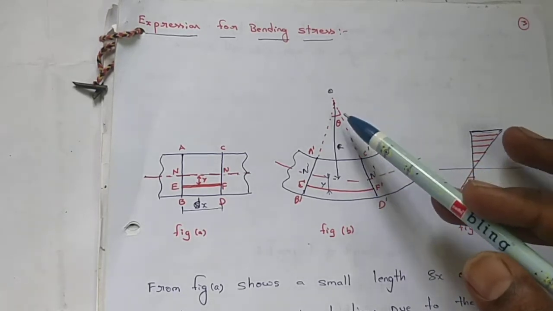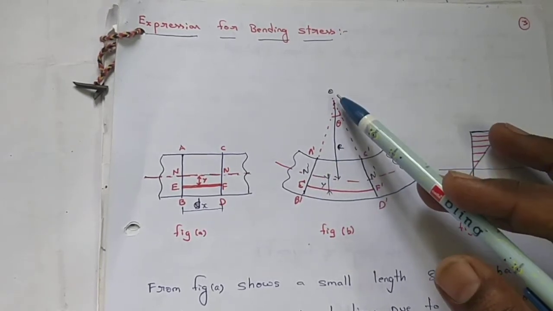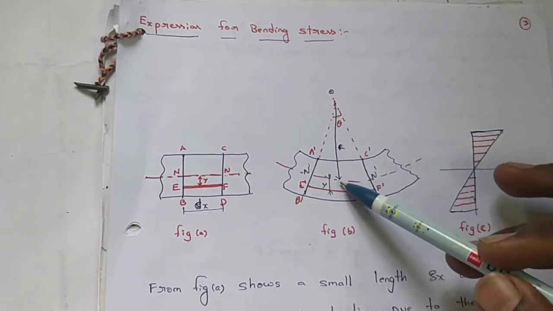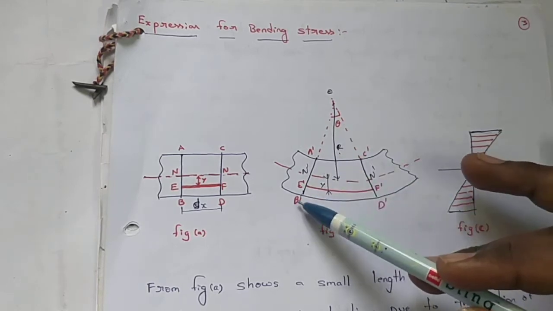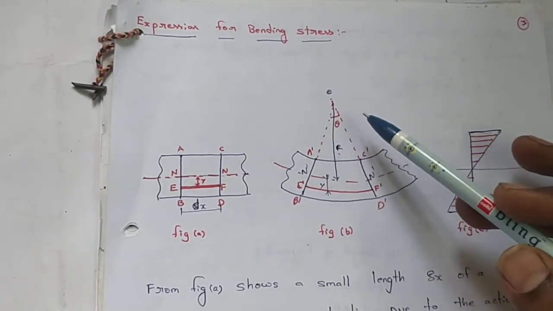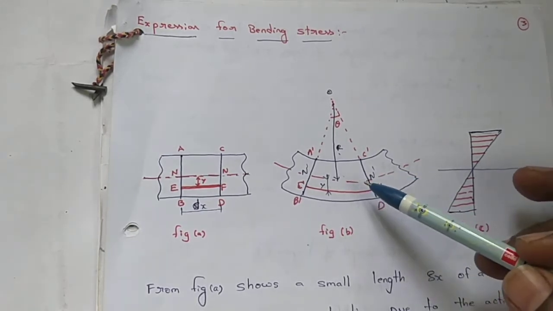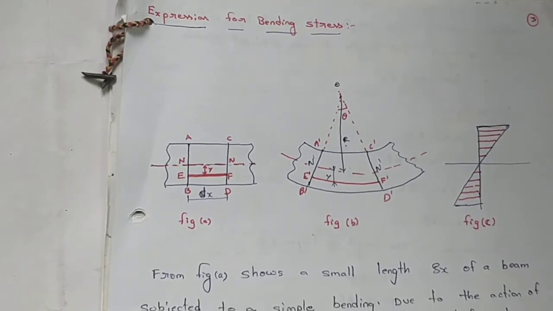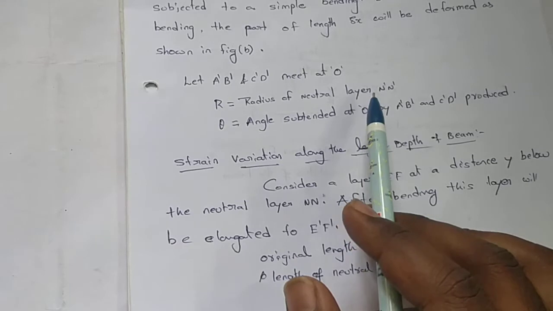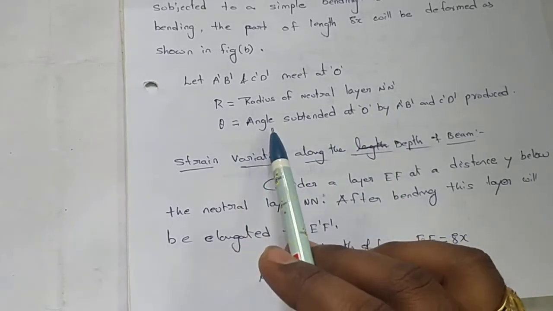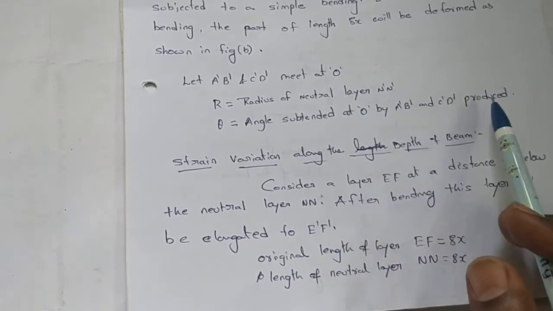Observe here, O is the center of the curvature. From O to the neutral axis, the radius is capital R, and the angle between A dash B dash and C dash D dash is theta. The distance from the neutral axis to E dash is y. Where R is the radius of the neutral axis N dash, and theta is the angle subtended at O by A dash B dash and C dash D dash produced.